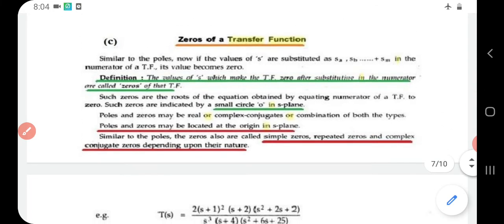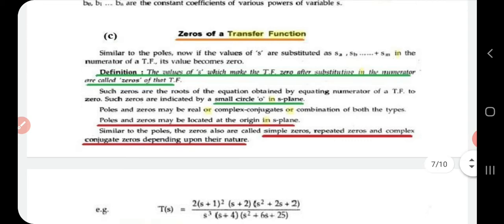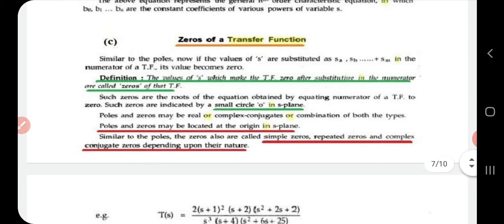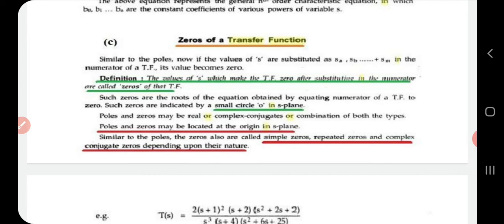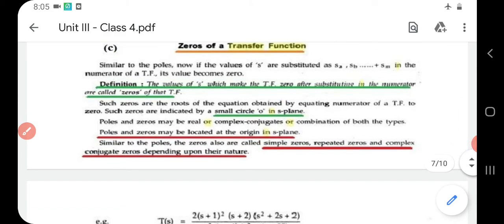Next is the zero of a transfer function. What is its definition? The values of s which make the transfer function 0 after substituting in the numerator are called zeros. Compare the definitions of pole and zero. For a pole, we substitute in the denominator, and only those values that make the transfer function infinity are called poles. But here you substitute in the numerator, and those values that make the transfer function 0 are called zeros of the transfer function. So compare and study.